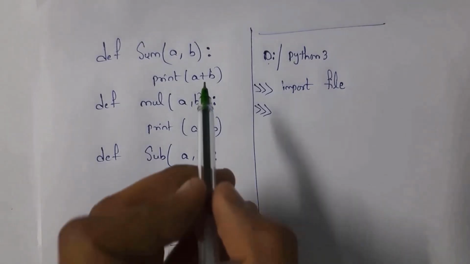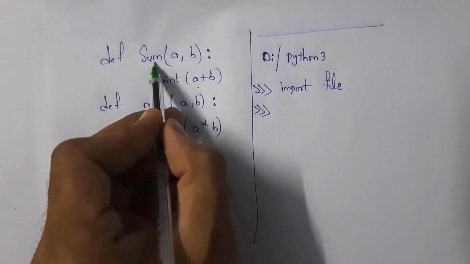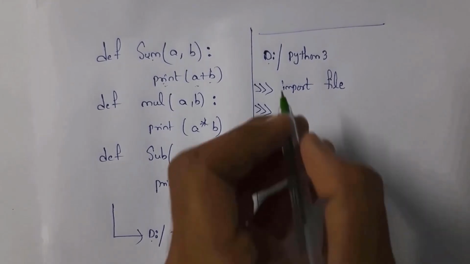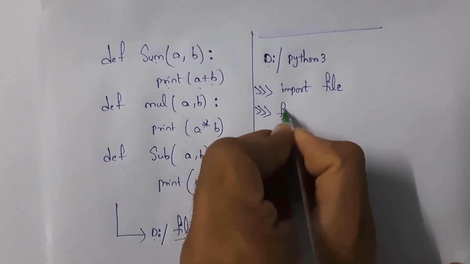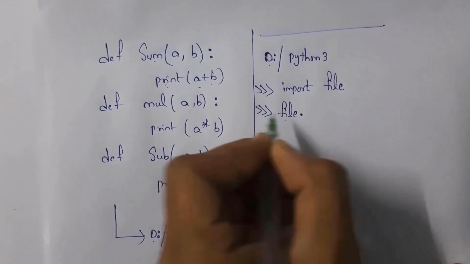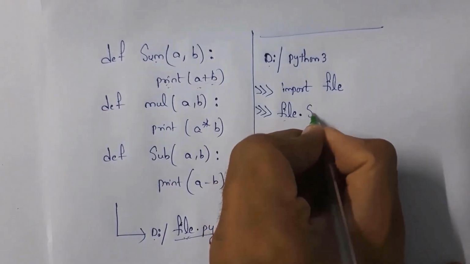Now I want to perform addition, that is a plus b. This statement is present in function sum and this code is present in the module file.py. So at first you need to write the module name, that is file dot, and this a plus b is present in function sum. So just write sum.